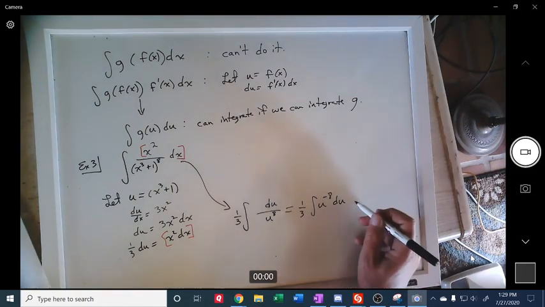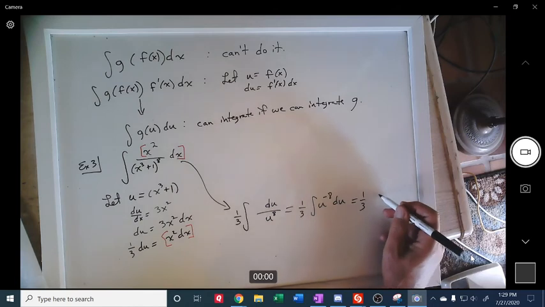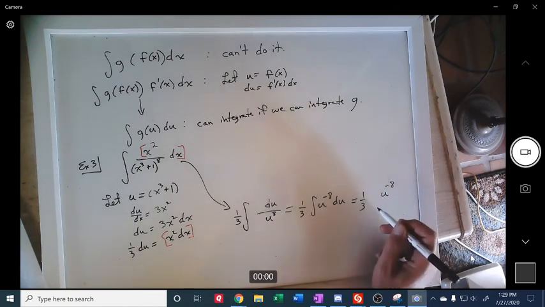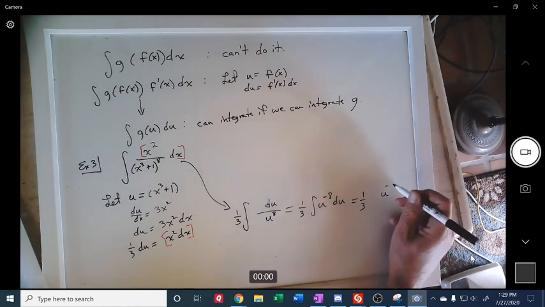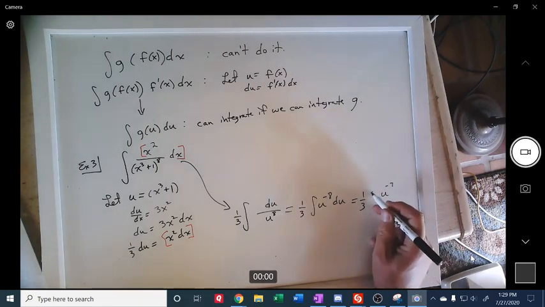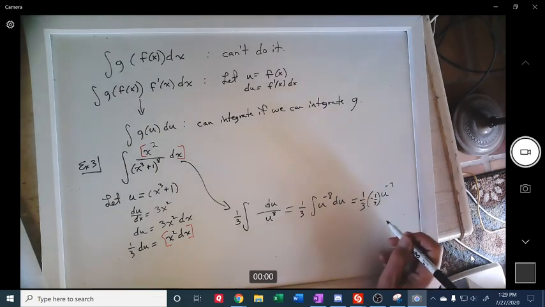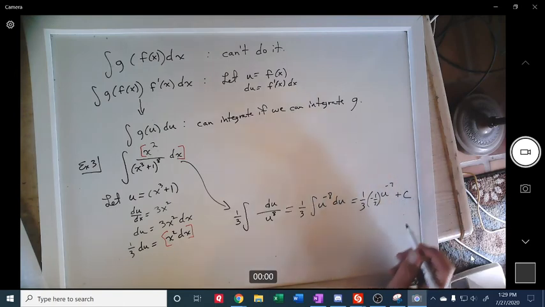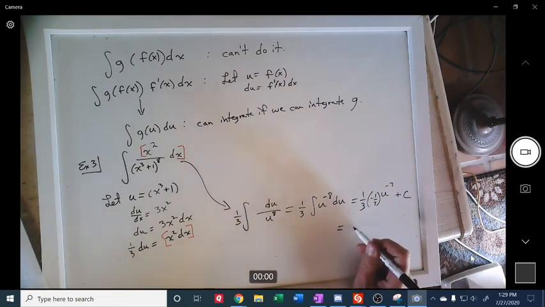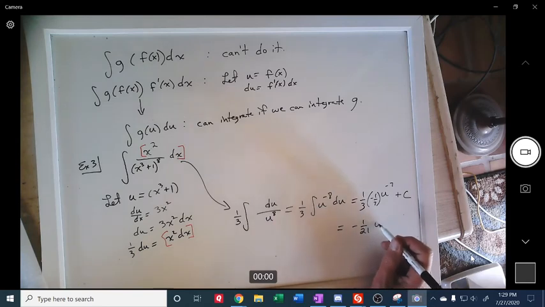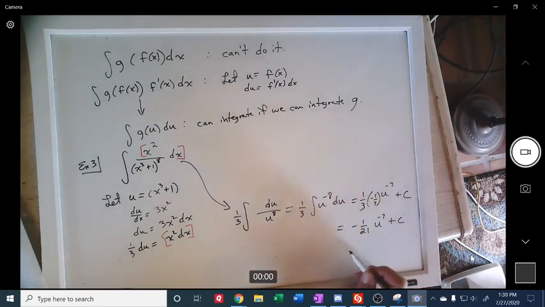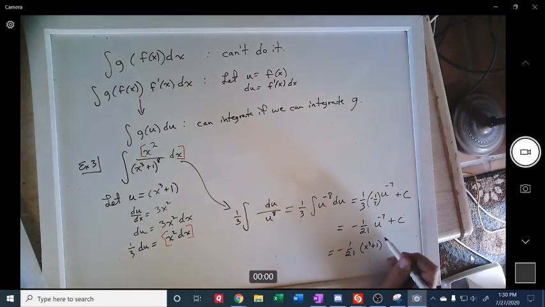Now it's the power rule. 1/3 u to the negative 8, add 1, negative 7 over negative 7, plus a constant. This is negative 1 over 21, u to the negative 7 plus a constant. Some come back, x cubed plus 1 to the negative 7 plus a constant.